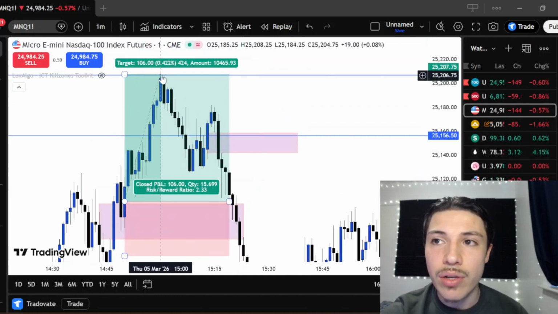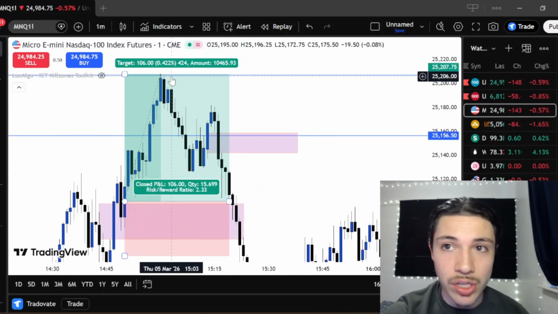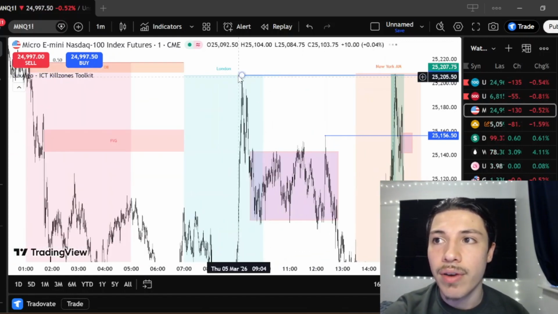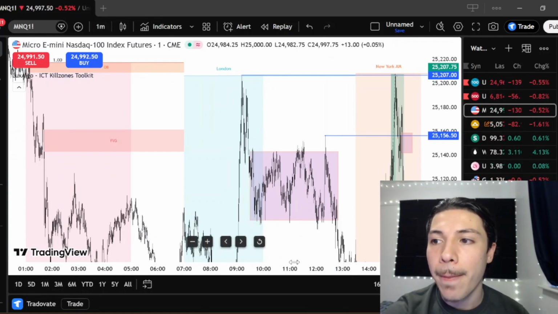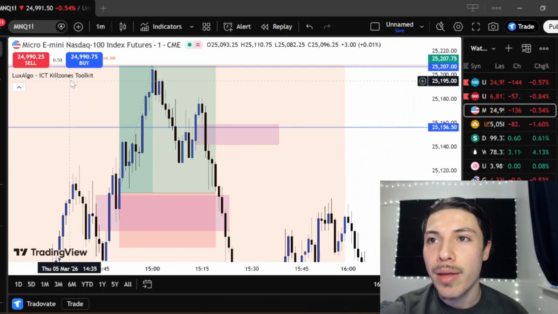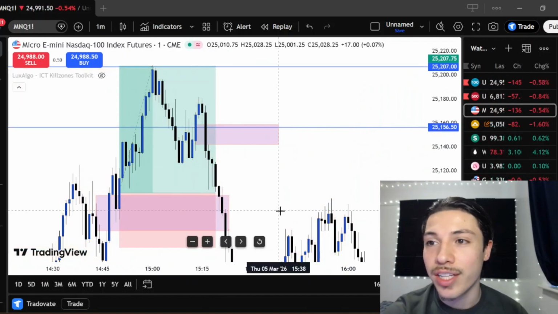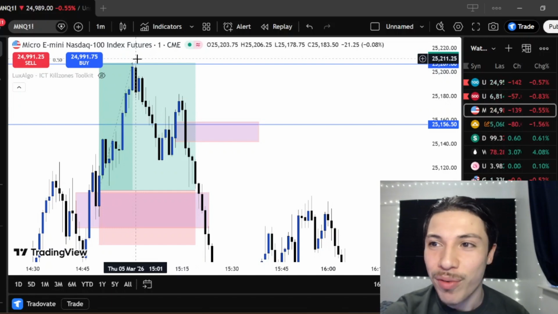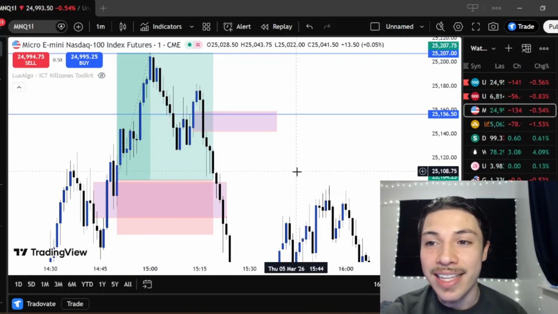I then targeted those London highs that I mentioned. As you can see via the indicator, we've got these London highs right here. And bang, this trade was an absolutely beautiful setup, making me just over $700 on the day. And bang, we flew straight to take profit. Guys, honestly, it's that easy, right?